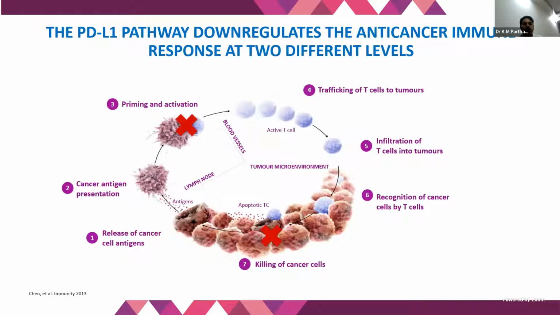So how does this PD-L1 pathway work? This diagram is very common. Most of the students must have seen this. The release of cancer antigens leads to cancer antigen presentation. Then there is priming and activation. Then there is trafficking of T cells to tumors, infiltration of T cells into tumors, and recognition of the cancer cells by T cells, and killing or apoptosis of cancer cells.